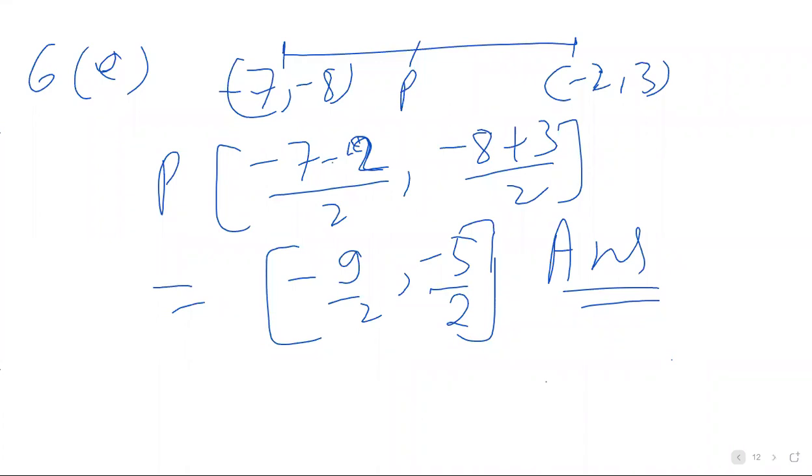Question 6E. Negative 9/2 and negative 5/2. Is it? Yes. So, seventh is the coordinates of the midpoint of the line segment. So question number 6E we did, 7th is next.